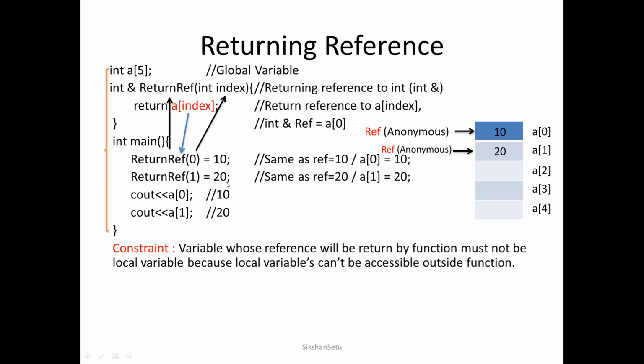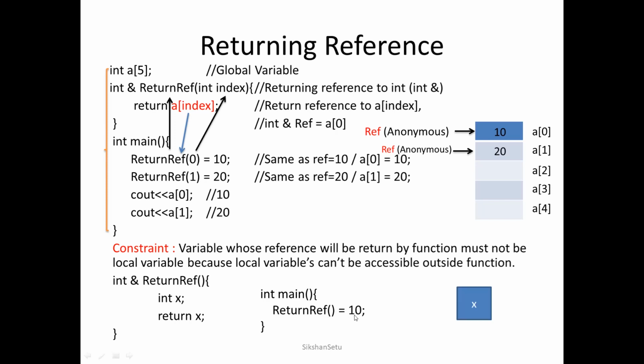But if it is a local variable, take the example. Suppose I have an integer reference as my return type, and there is a local variable integer x, and I am returning x. Now what will happen? Return ref equals 10. First of all, a local variable x will be created in memory, and the scope of that x is only within the user defined function, which cannot be accessed over here. The scope is local. So when we call this function, integer x memory will be created, but it is local memory.